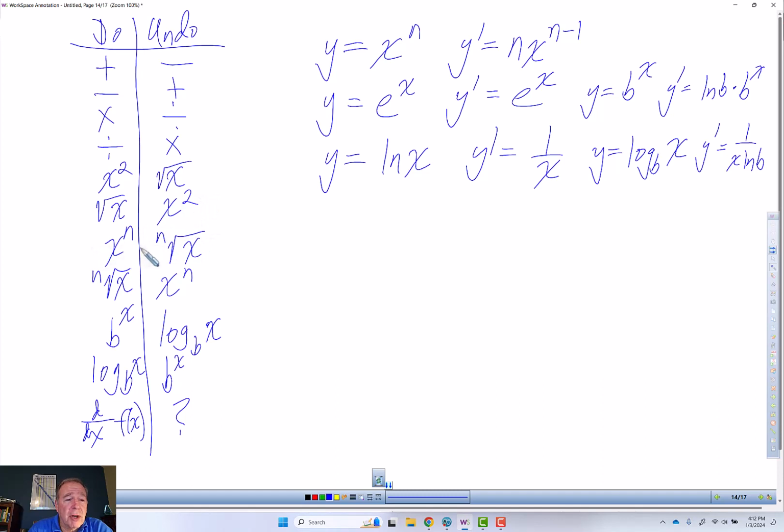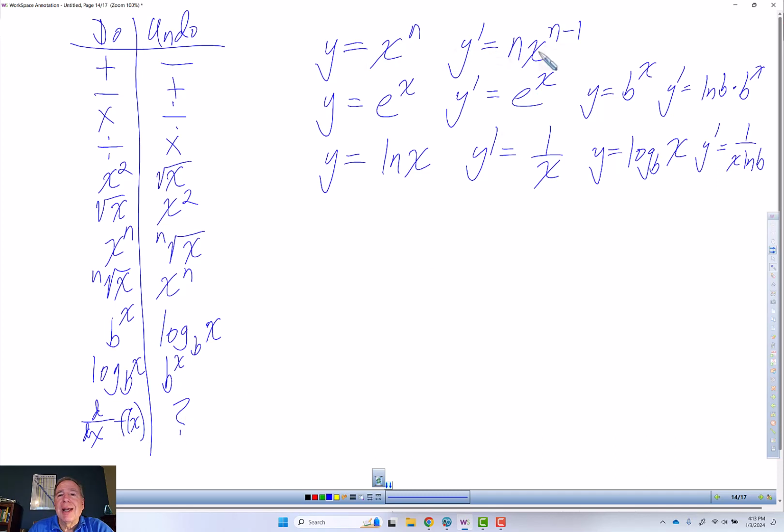And then we could go on forever, but I'm going to generalize this. To undo x to the nth power, I do the nth root of x. And to undo the nth root of x, I use x to the nth power. To undo exponentials, log or exponential base b, I use log base b of x. And to undo log base b, I use exponential base b. So we've spent the whole first semester learning how to do derivatives. So if this is going to continue, there must be some way to undo derivatives.